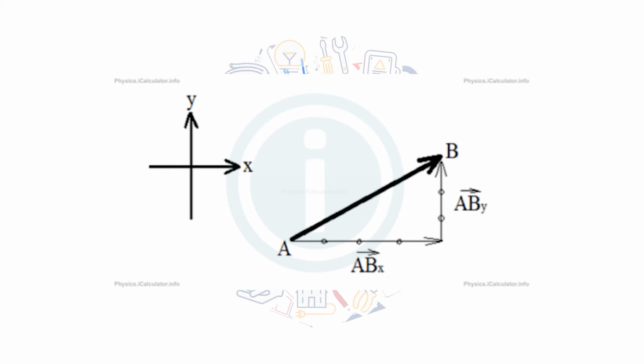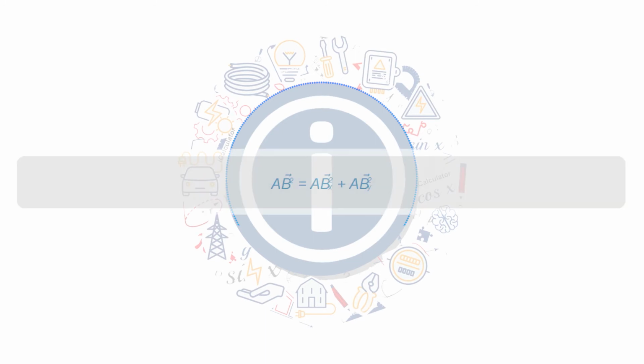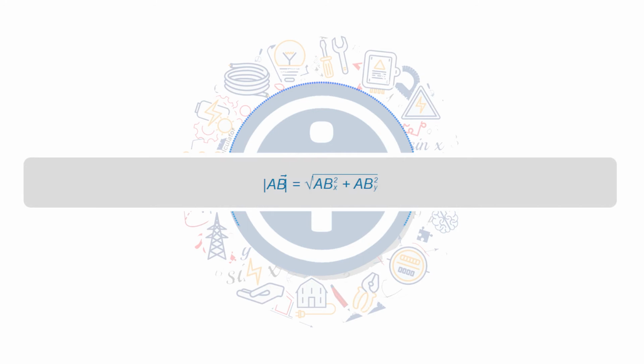From the figure shown on screen, it is obvious that when splitting a vector into components, a right triangle is obtained. These components, namely ABx and ABy, are those which form the right angle, and the vector AB itself is the hypotenuse of the right triangle. From the Pythagorean theorem, we get, therefore, the magnitude of the vector AB is as shown on screen.